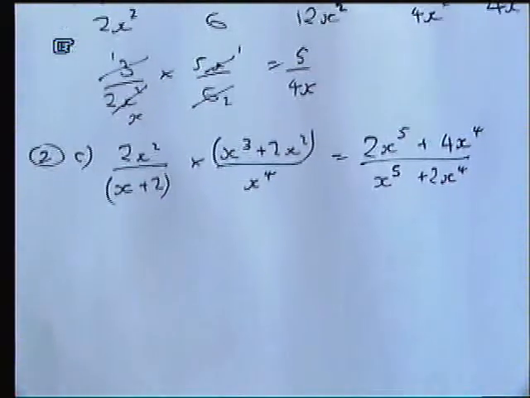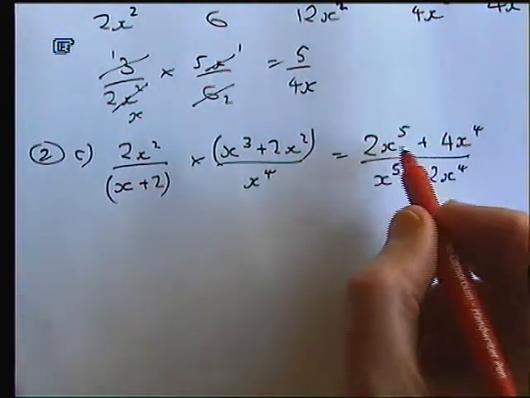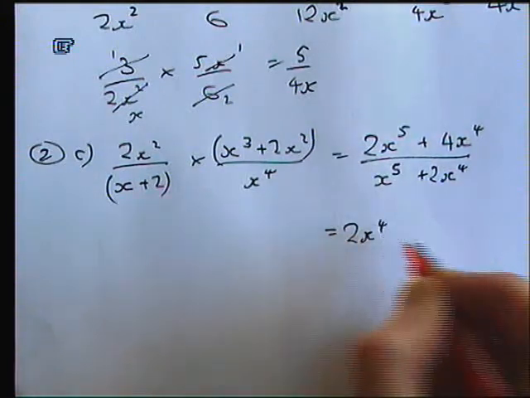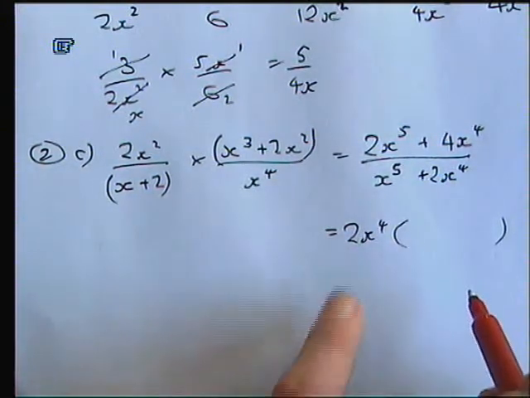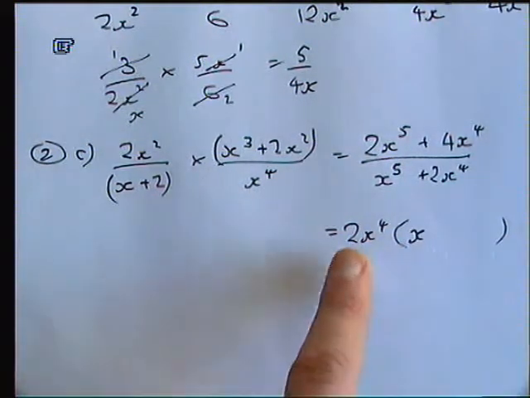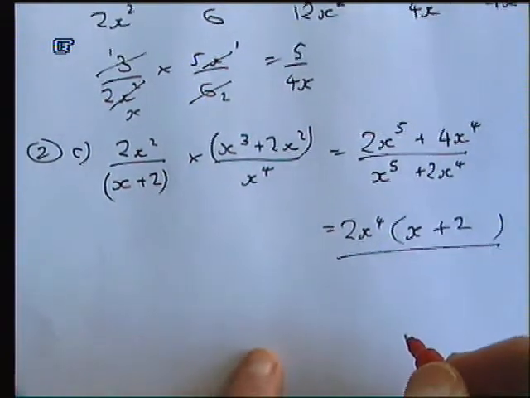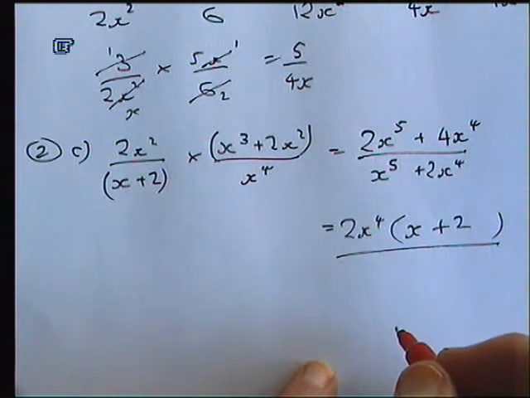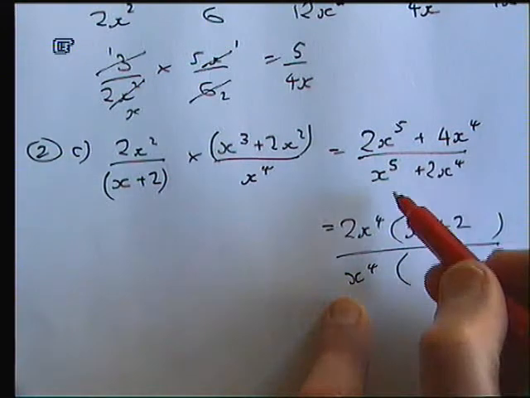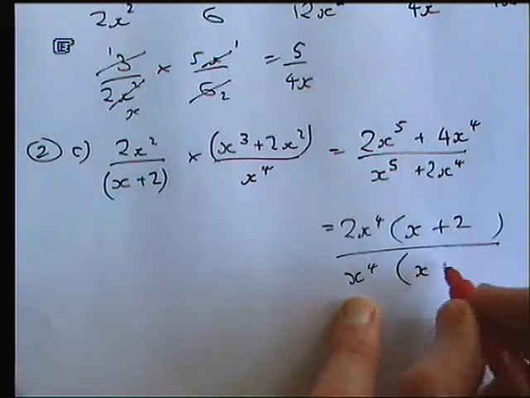Anything we can do from there? I can factorise. Okay, how can we factorise the top? What is here and here? 2x to the 4. Okay, excellent. Take 2x to the 4 out as a factor. What do I times that by to get that? X. What do I times that by to get that? 2. On the bottom, what could I take out as a factor? X to the 4. What do I times x to the 4 by to get x to the 5? X. What do I times x to the 4 by to get 2x to the 4? 2.